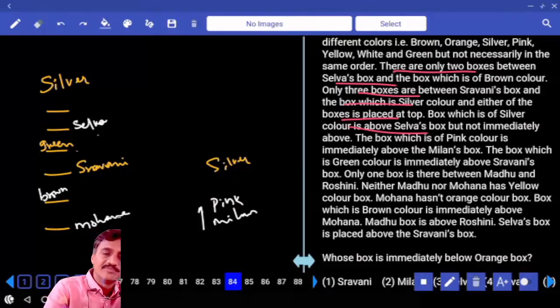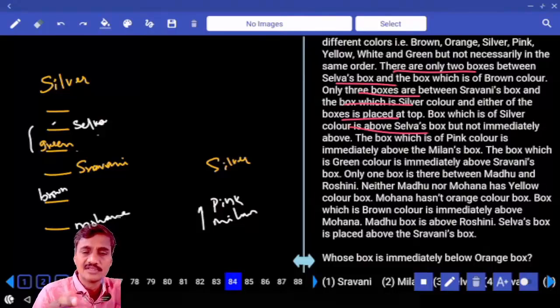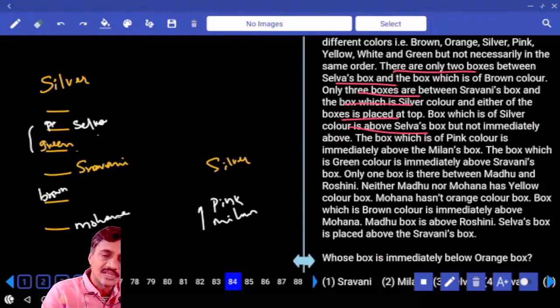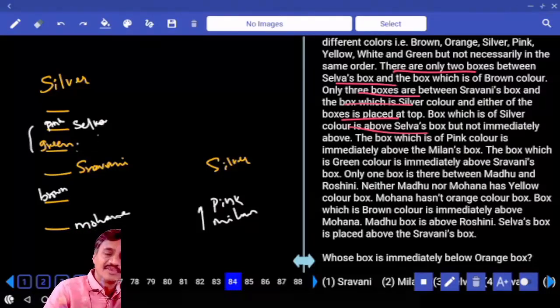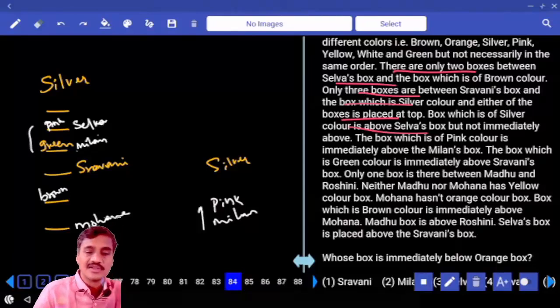What are the different possibilities? Pink and melon can be like this, or like this. Now if pink is here, then silver, and Selva is pink color and melon likes green color. That is one point. If pink and melon are adjacent like this, now if Selva, Mohan and Shravani were like this, then we have one more piece of information.